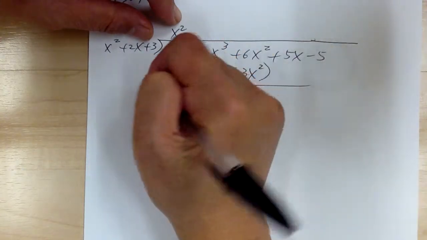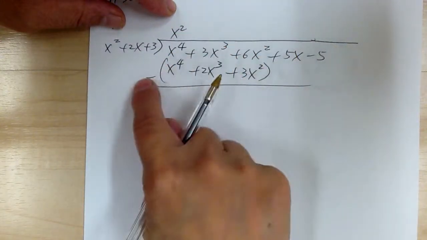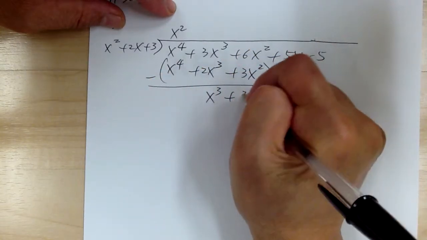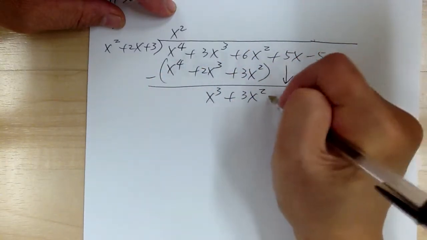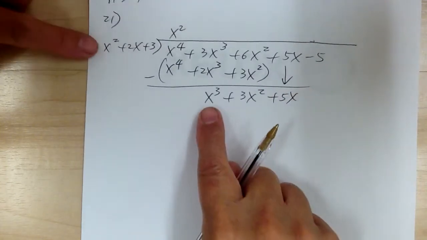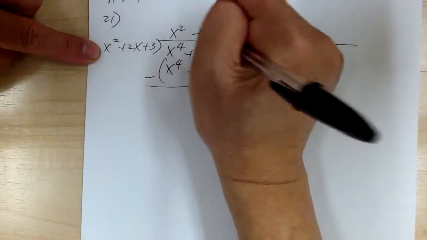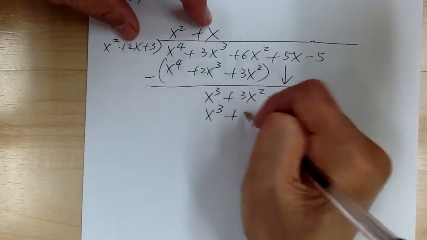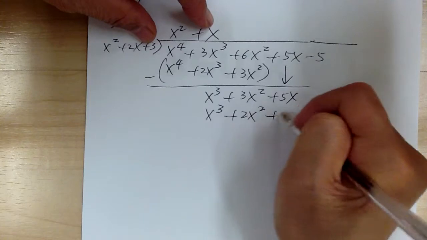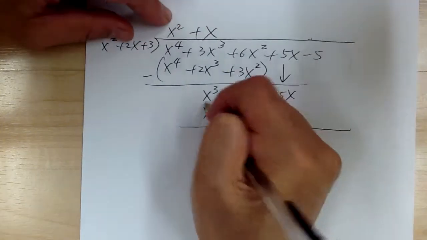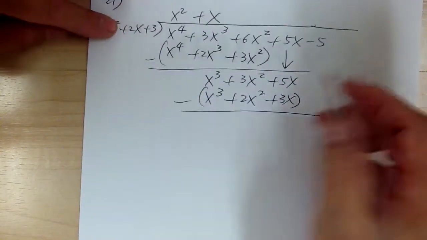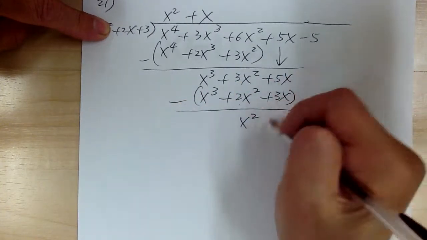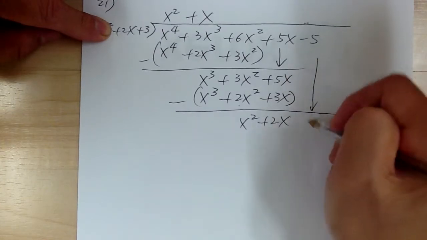Okay, put in parentheses, subtract, cancel out. 3 minus 2 gives you 1. 6 minus 3 gives you 3. And then you drop the next term. So now next one, you need to get x. So when you multiply, you get x to the 3 plus 2x squared plus 3x. Put in parentheses, subtract. So 3 minus 2 will give you 1. 5 minus 3 will give you 2. Then you drop the next one.